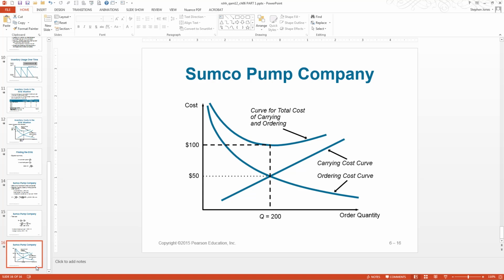And that's what it looks like graphically. So we've reduced our per unit ordering cost, we increase our per unit carrying cost, and we minimize the total cost right here at 200 units, which is $100 for the total cost for carrying and ordering together.